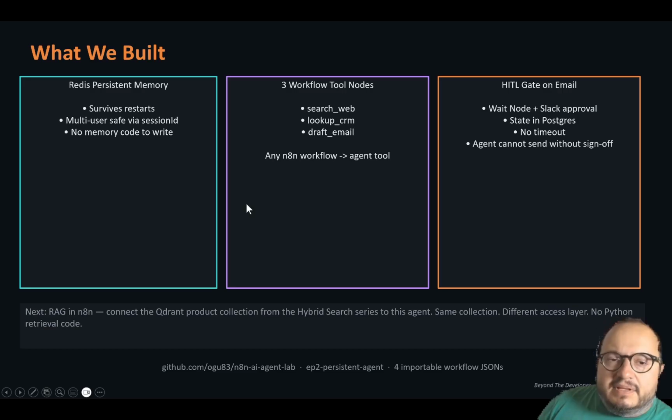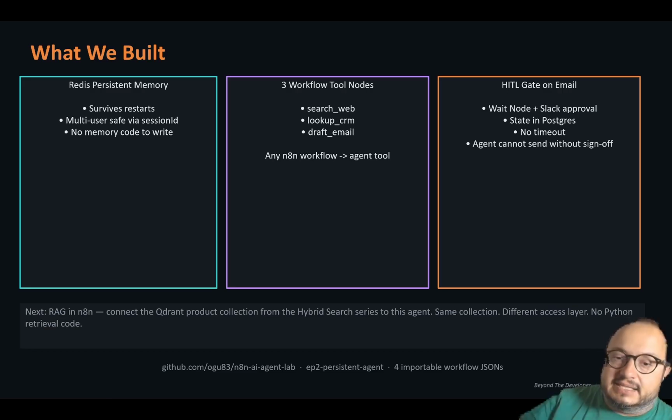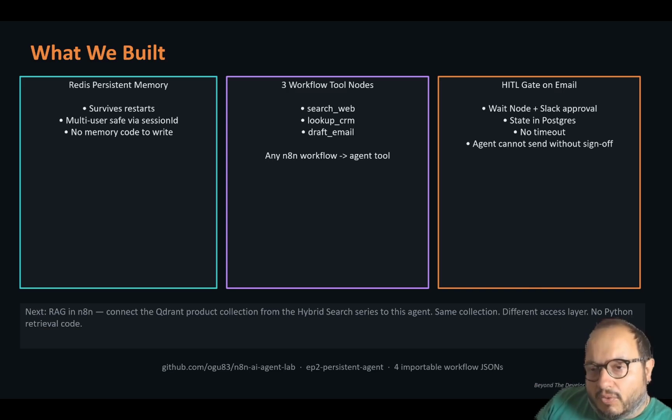Let's wrap it up. We built a persistent memory Slack agent with Redis, 3 workflow tool nodes, web search, CRM lookup, email drafting, and a human-in-the-loop approval gate on the email tool. Everything is in the GitHub repo as importable JSONs. Links in the description below. If you already have n8n and Redis running, import the 4 JSON files. The agent is live in under 10 minutes.